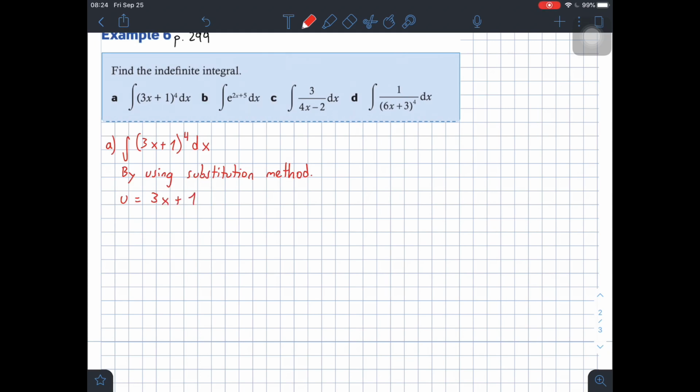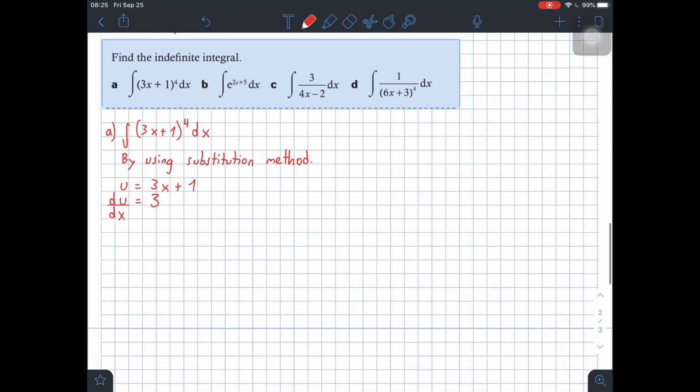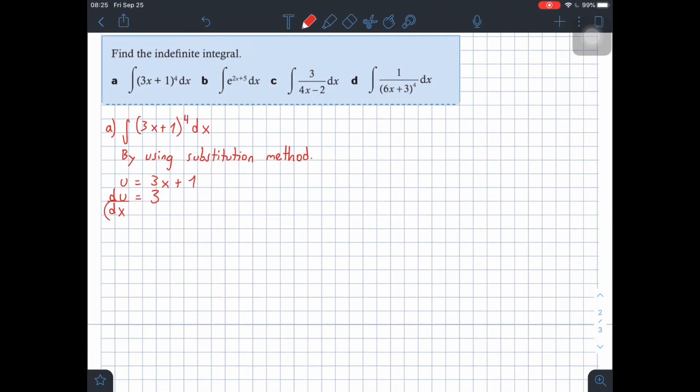Then, after I define u, I'm going to find the derivative of u with respect to x, which means I will differentiate this expression over here. The derivative of 3x plus 1 is just 3, right? The derivative of 3x is 3, and the derivative of 1 is 0, so we don't need to write that. And then the last step, before replacing the values, is to solve for dx. I mean, leave the dx alone. If I leave the dx alone, we'll have that du over 3 is equal to dx, right?